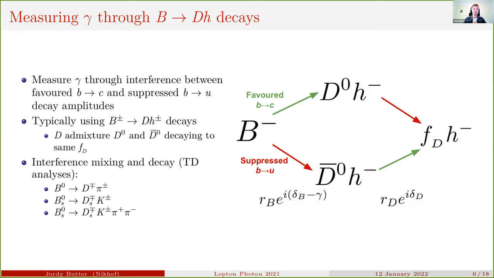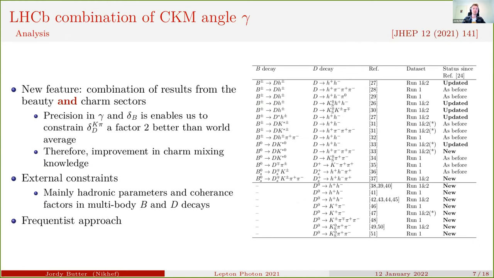Another way of measuring gamma can be done using interference between mixing and decay, which involves a time-dependent analysis. An example of this is also Bs to Ds K pi pi, which I will show you later in this talk. But first of all, the LHCb combination of the CKM angle gamma.